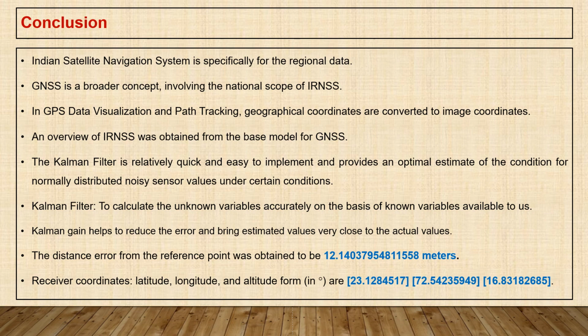So the final distance error was found to be 12.14 meters and the receiver coordinates in degree format for latitude, longitude and altitude were obtained as 23.12, 72.54 and 16.83 respectively in degrees.